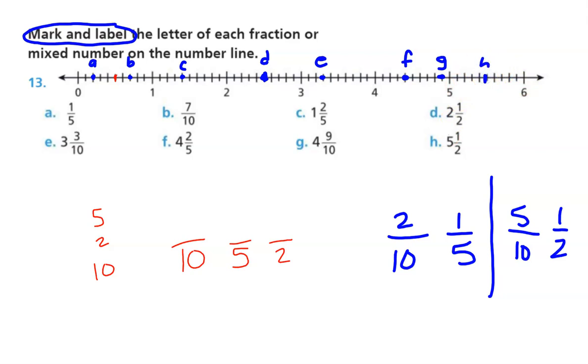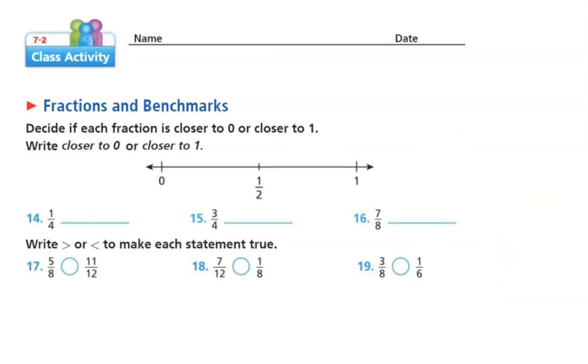Okay? So let's get to the part that I really wanted to focus on today. This is the reason that I broke this lesson up into 2 different parts, because benchmarks can be a little bit confusing. So now I think you should be on page 233. And again, it's still lesson 7-2. So I broke this one apart into 2 days.